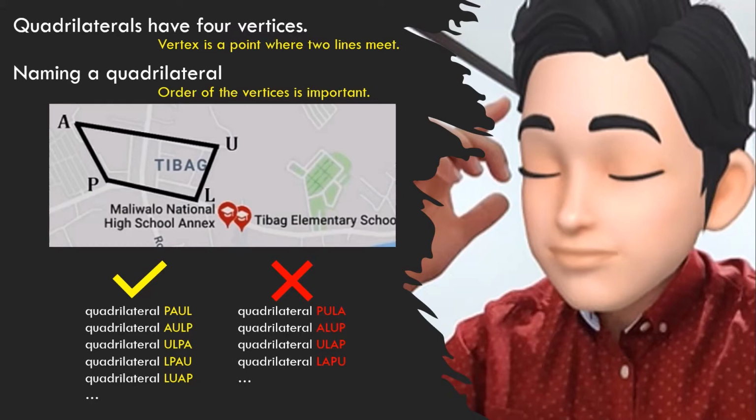You cannot name that as quadrilateral ALUP or quadrilateral ULAP. In naming quadrilaterals, you need to write the vertices in order. Now, you can do that clockwise or counterclockwise.